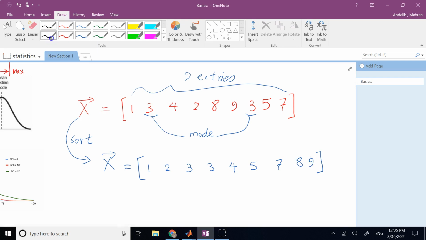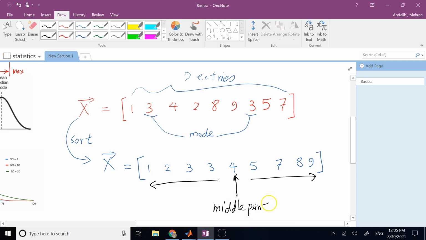Now you look at the middle point. If you have 9 data points, data number 5 is the middle point because you have 4 entries on its left side and 4 entries on the right side. So this is the middle point in a sorted data. This is what we call the median. So the median here is what? 4, the middle point.